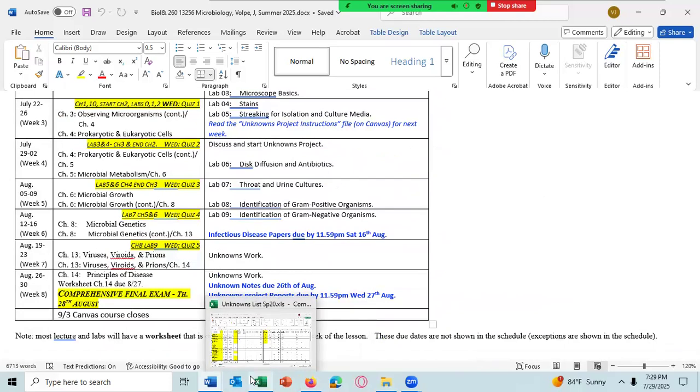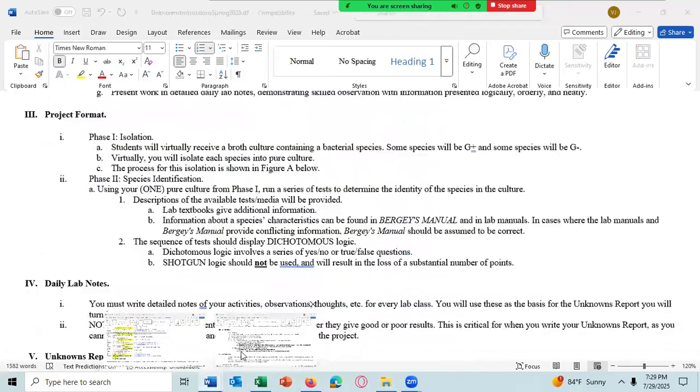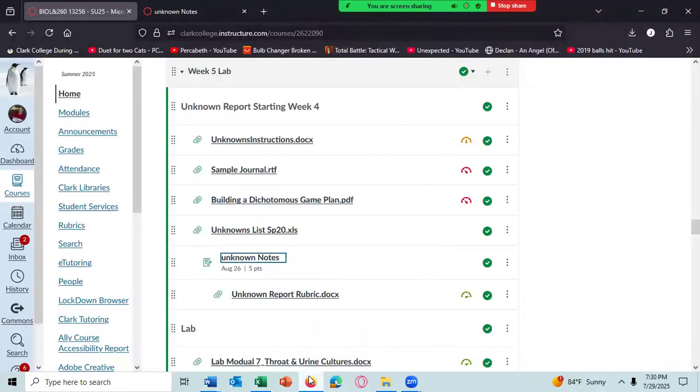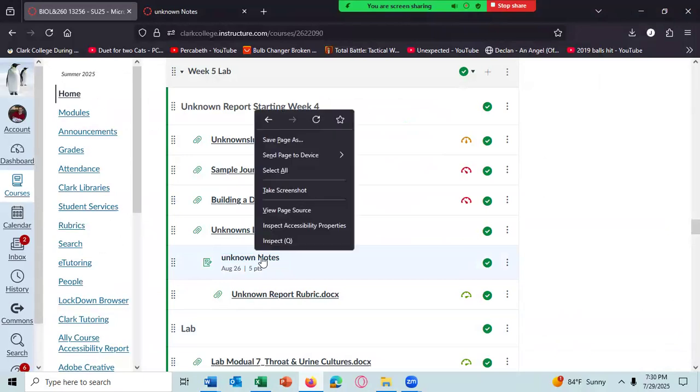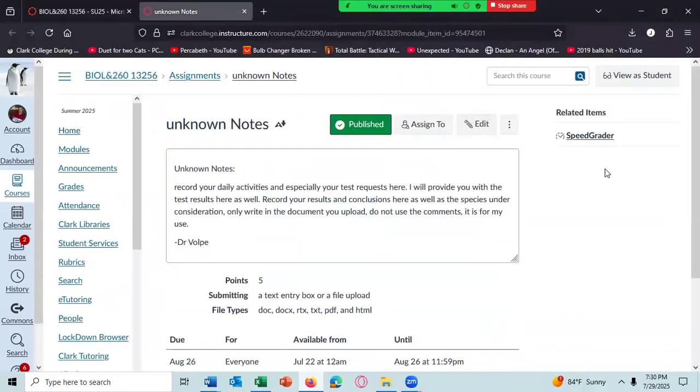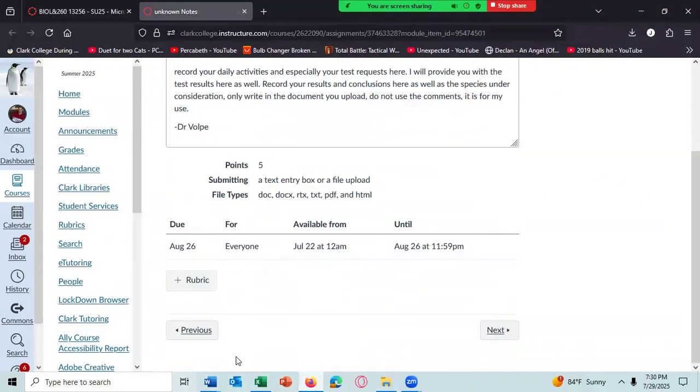Go back to your unknown notes pages. Now, if you open up your unknown notes, I already got it open. I've got a speed grader, but up here or down here, you will have a link for uploading a document.